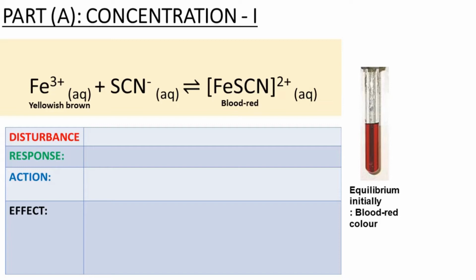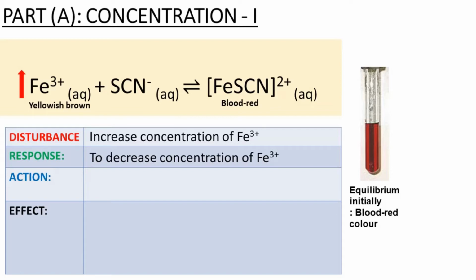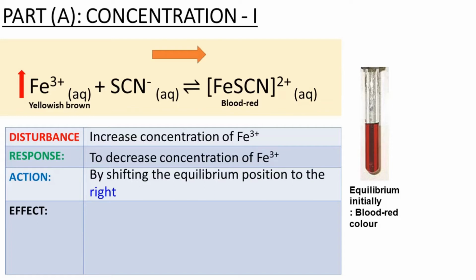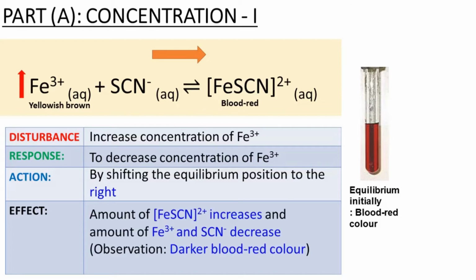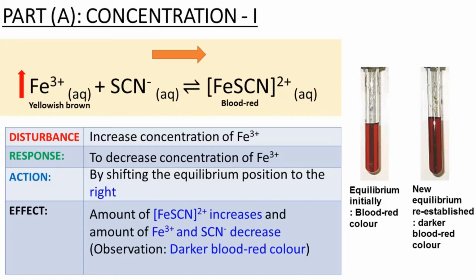When the equilibrium system is disturbed by increasing the concentration of iron(III) ion, the system will respond to reduce the concentration of iron(III) ion by shifting the equilibrium position to the right. This will result in the concentration of thiocyanoiron(III) complex ion increasing, and the concentrations of iron(III) ion and thiocyanate ion decreasing in the new equilibrium. As the amount of thiocyanoiron(III) complex ion is higher, a darker blood red color is observed in the new equilibrium.